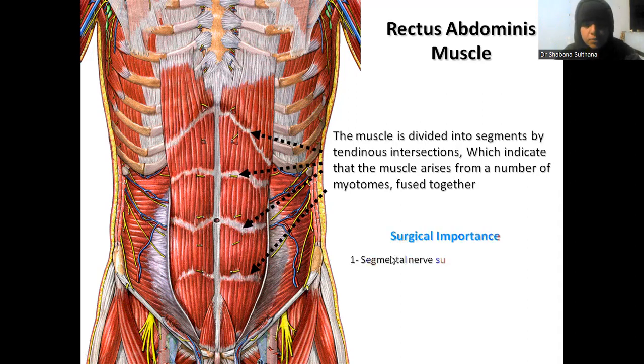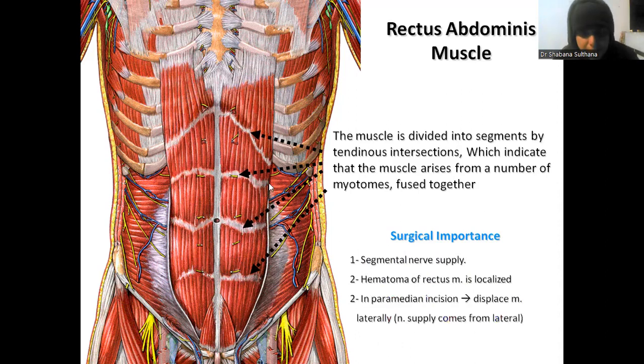So, surgical importance: segmental nerve supply. Every segment has its own nerve, like the dermatomal rule. Now suppose there is any bleeding in one particular segment, it will not spread to the other segment. That means a hematoma in the rectus abdominis muscle is localized. Then this is the paramedian area, linea semilunaris. If you give a cut while surgery, you call it a paramedian incision. It displaces the muscle laterally.